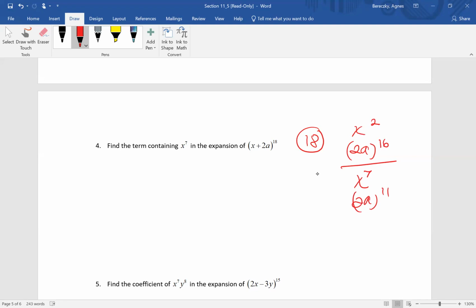So what do we always start with, right? A term will be 18 and then a number here. If we look at the patterns, the number on the bottom is the exponent of the second term. So we know if x has to be to the 7th power, 2a will have to be to the 11th power. So we would have an 11 under here. And then we would have x to the 7 and then the 2a to the 11th power. So this is the term that would have the x to the 7 in there.